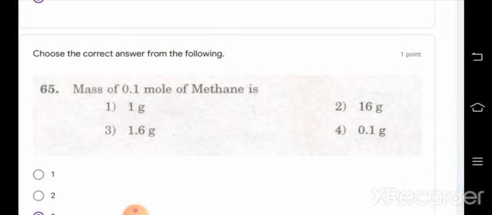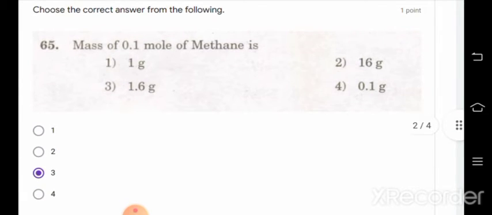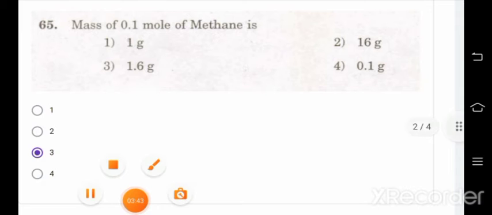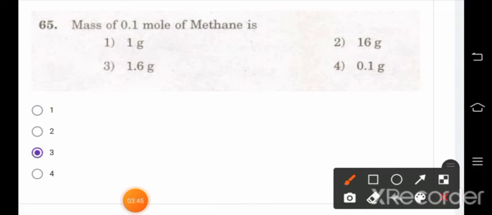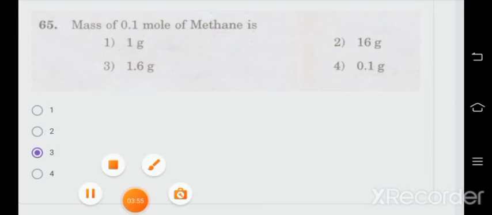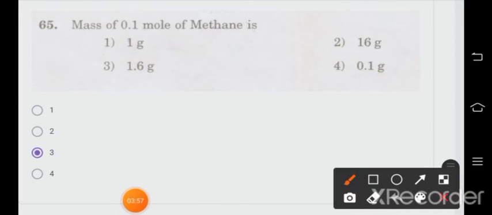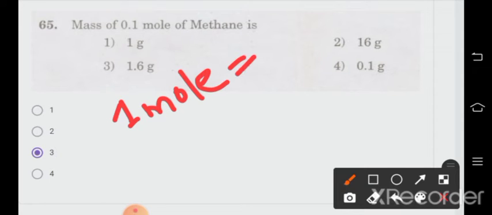The next question is also a very simple question which was asked in the KCET exam. Here they have asked for the mass of 0.1 mole of methane. First we have to check the mass of 1 mole of methane. The formula of methane is CH4.